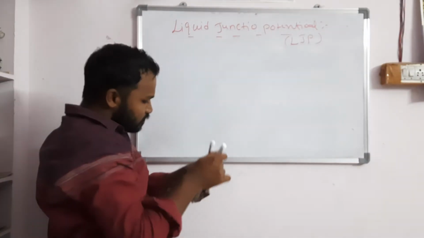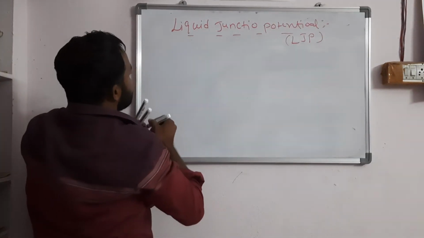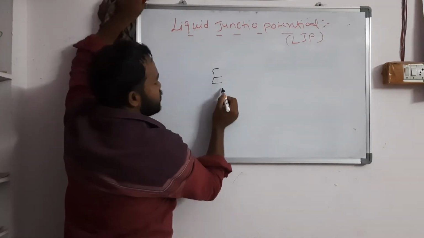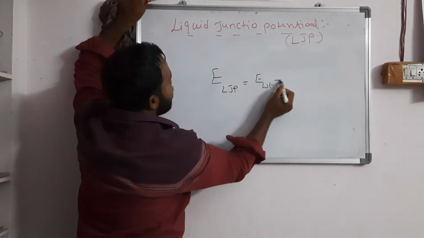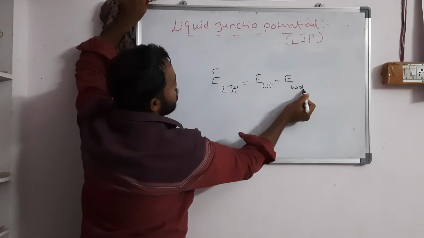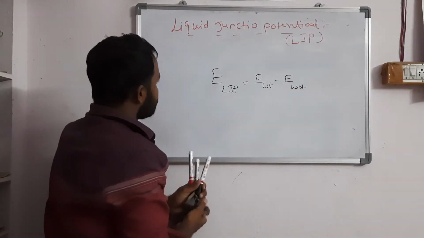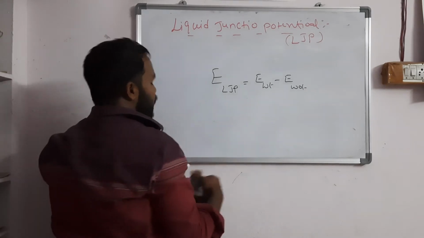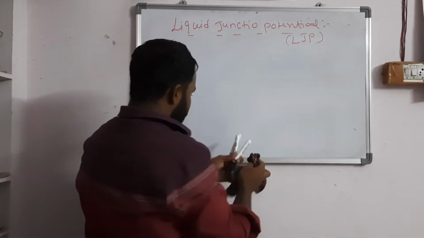As we already discussed yesterday, LJP means E with minus E without, that is, the EMF of the cell with transference minus the EMF of the cell without transference. We already know these values from the previous class, so I am going to write them directly.